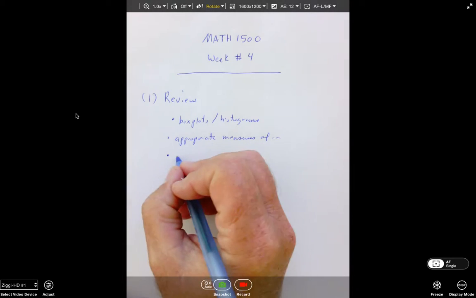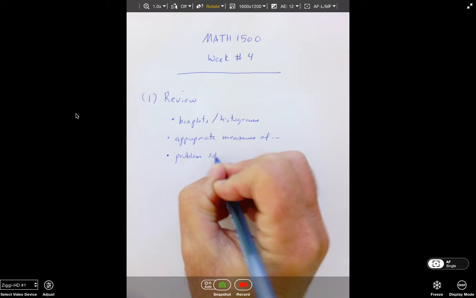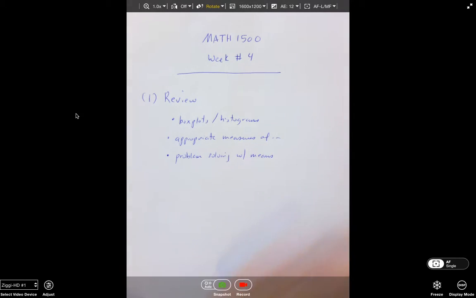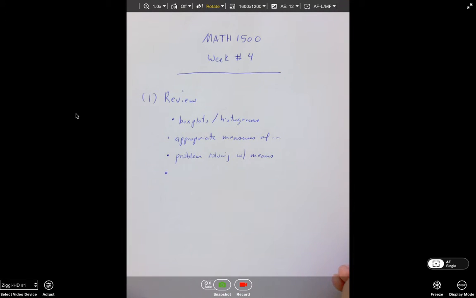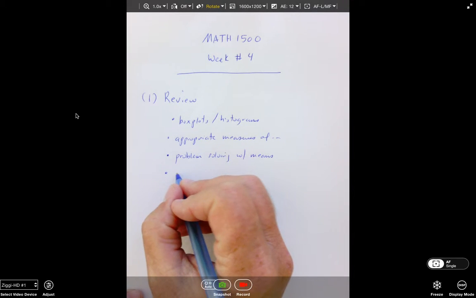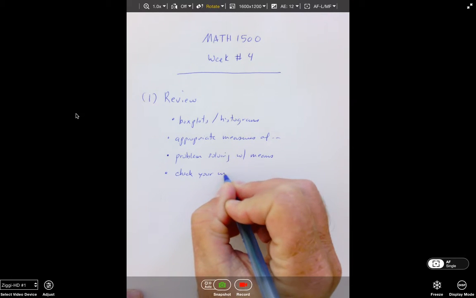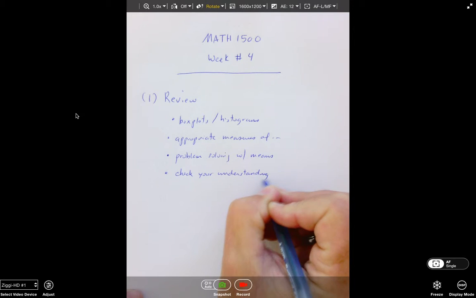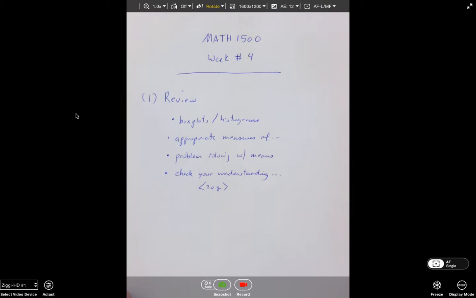There's also what I call problem solving with means. And this gets into something we call weighted means. And then there's a fourth video on just kind of check your understanding. And what I do there is I took an old exam that consisted of 20 questions, multiple choice.